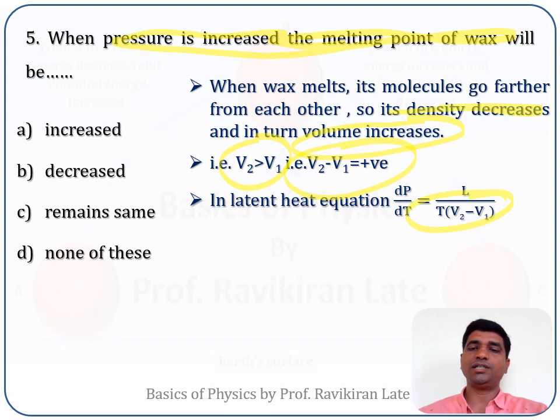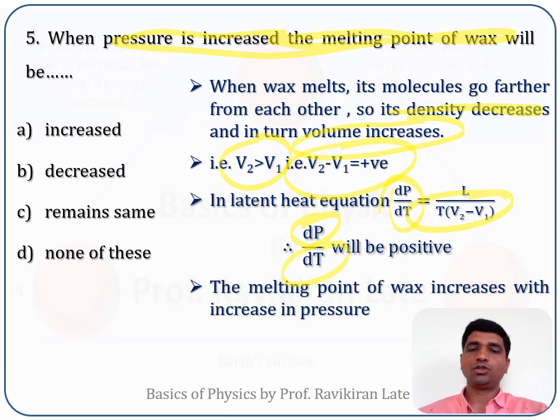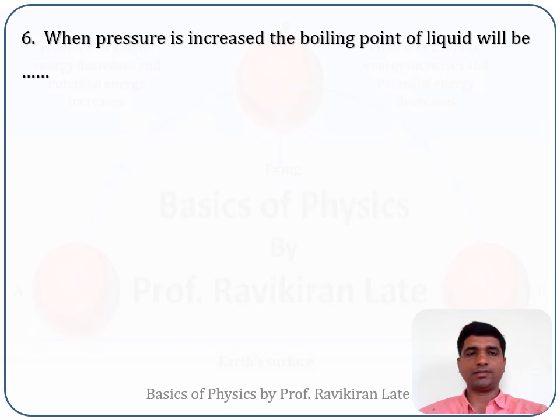If I substitute this in this equation, as V2 minus V1 is a positive quantity, this dP by dT will be a positive coefficient. What does that mean? If you increase the pressure, T will also increase. So the melting point of the wax will increase with the increase in the pressure. So the correct answer is option A: when pressure is increased, the melting point of wax will be increased.